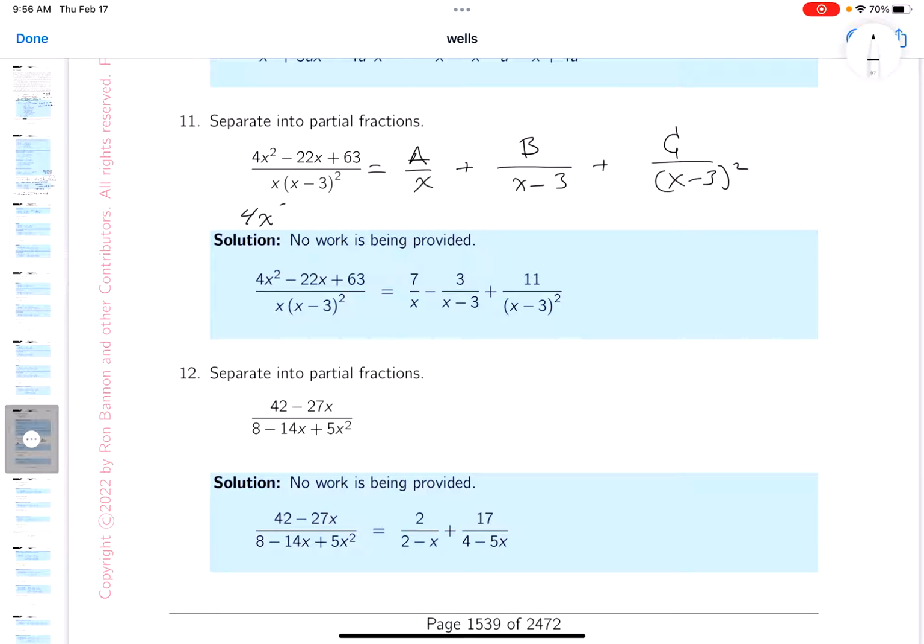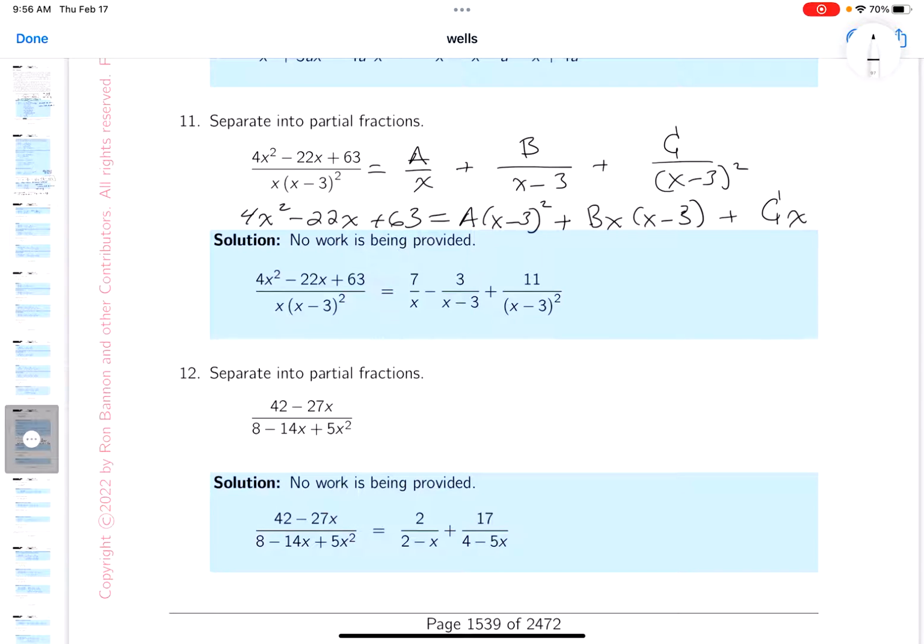4x squared minus 22x plus 63 equals, well, then what are you going to get? You're going to get a times x minus 3 squared plus bx times x minus 3 plus cx. Then you're going to pick a number that you find easy to deal with. And my understanding of easy is to get things to disappear, like either the A to disappear, the B to disappear, the C to disappear.